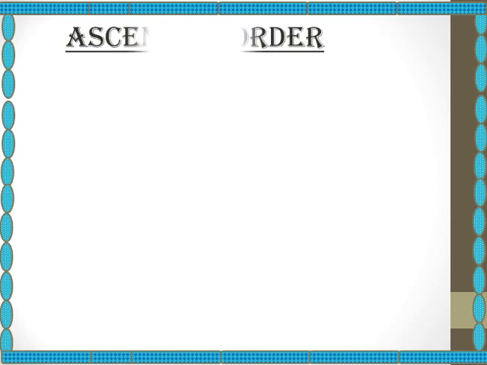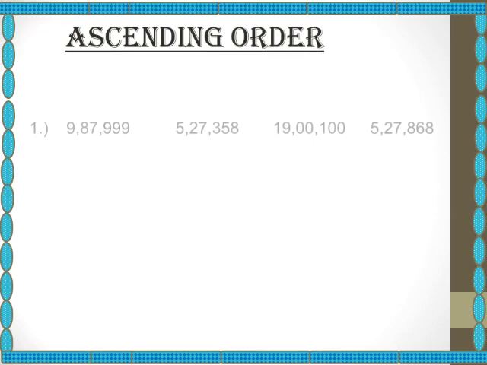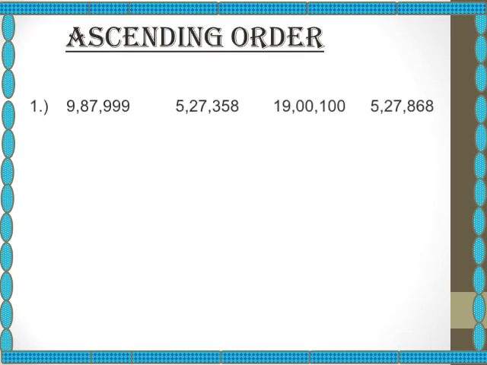Look at the first sum here: 9,87,999, 5,27,358, 19,01,100, 5,27,868. To arrange in ascending order, we should arrange the numbers from small to big. So first we will check for the number of digits. The first number has 6 digits, the second number has 6 digits, the third number has 7 digits, the fourth number has 6 digits. We will keep the 7-digit number aside and compare the other three 6-digit numbers.